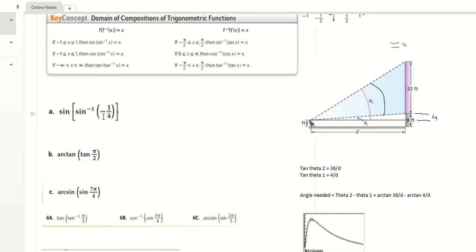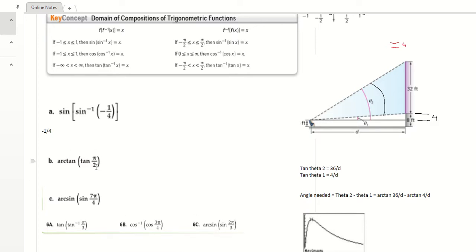Sine inverse of minus 1 over 4, is it okay? Is that value okay? It is between 1 and minus 1. When we're taking sine inverse, we need a value, not an angle. We need a value between 1 and minus 1, so it is fine. So when we take the inverse and then take sine again, we're going to get minus 1 over 4.